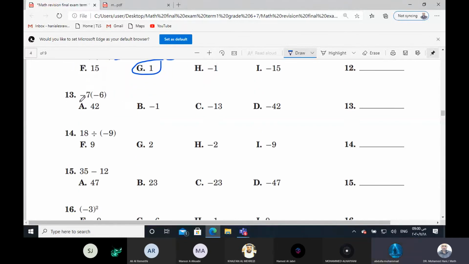Next, minus 7 times minus 6. Minus times minus will be positive, because the rule says when you multiply the same signs, the answer will be positive. Now, 7 times 6 will be 42. So the answer will be 42.